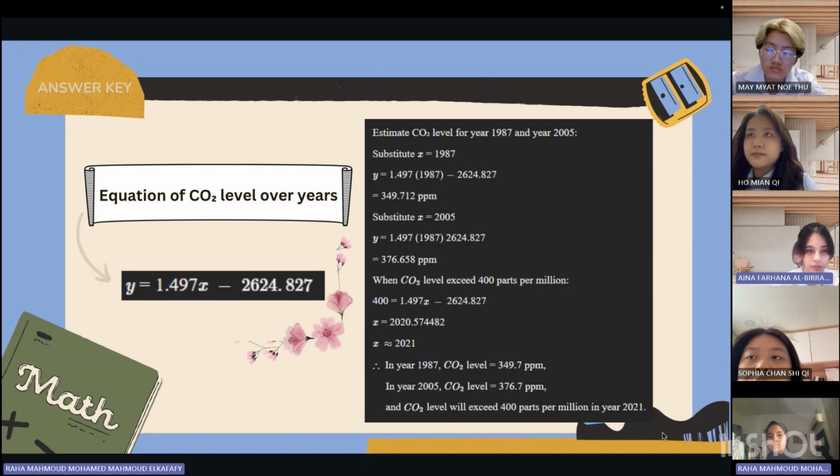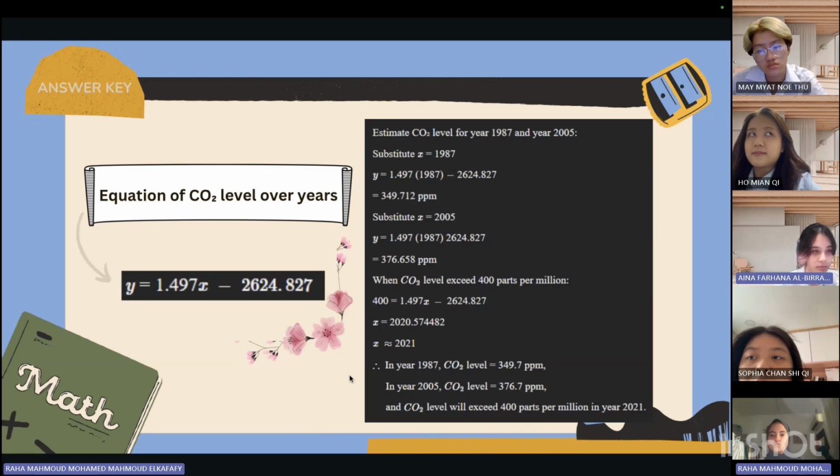To calculate the carbon dioxide level for year 1987 and year 2005, we substitute x equals 1987 into our equation. We'll simplify this and we get a carbon dioxide level of around 349.712 ppm. And for 2005, we substitute into our equation as well. We got approximately 376.658 ppm carbon dioxide level.